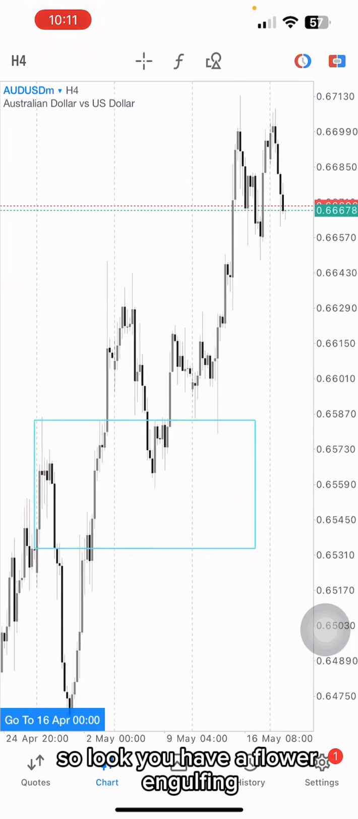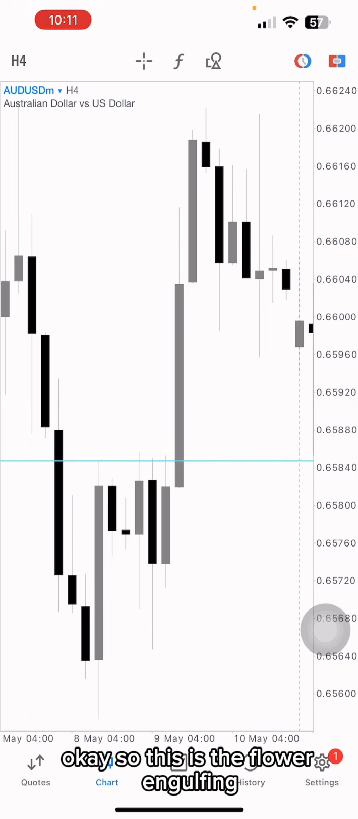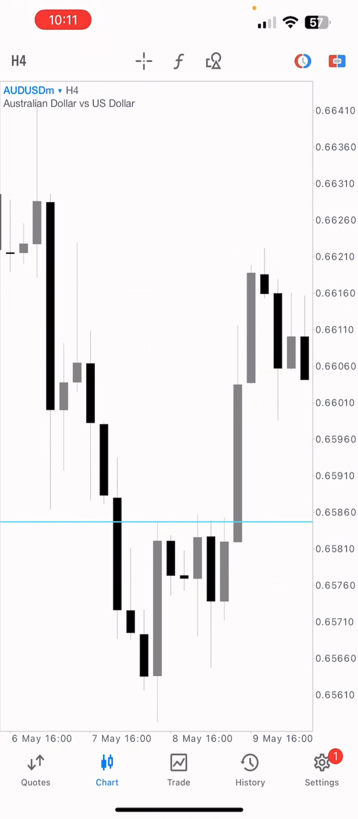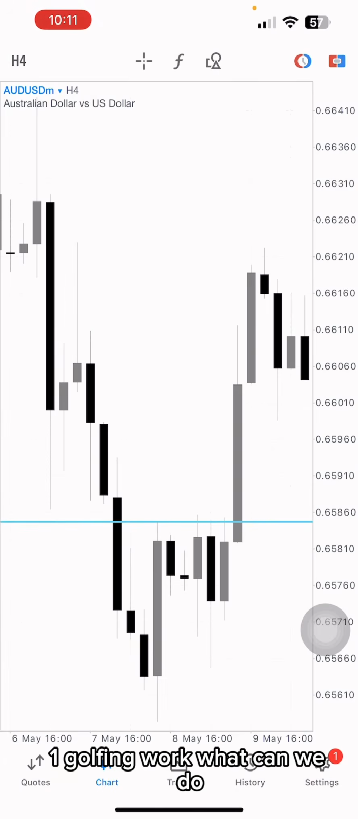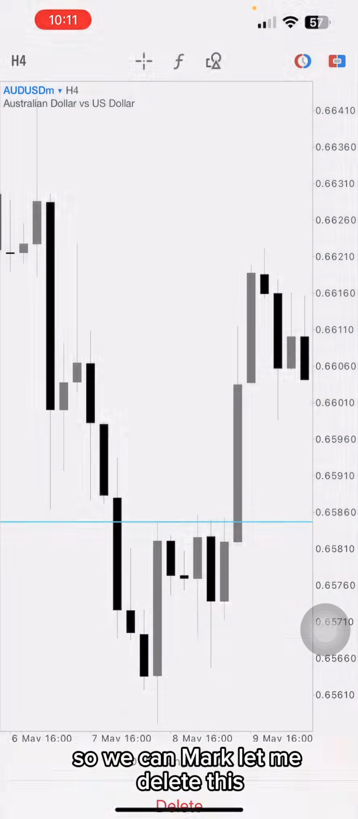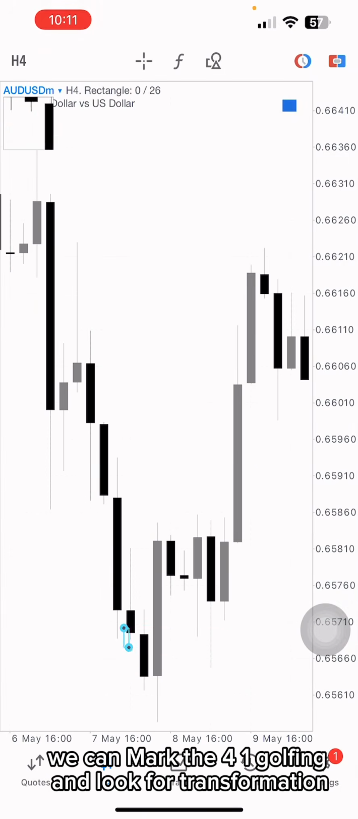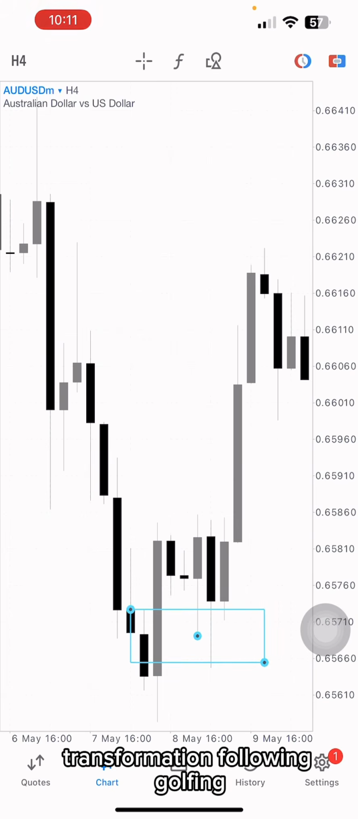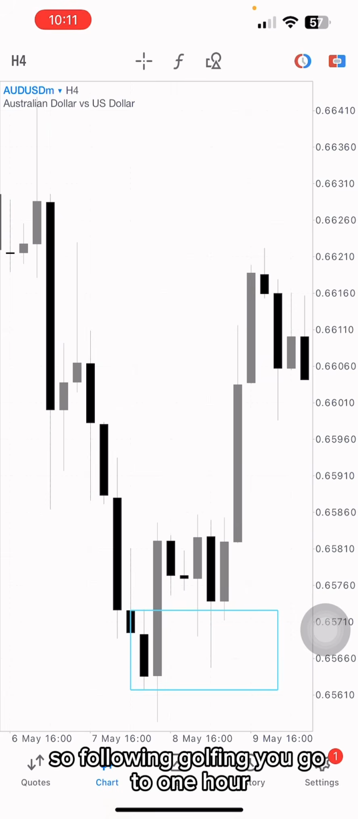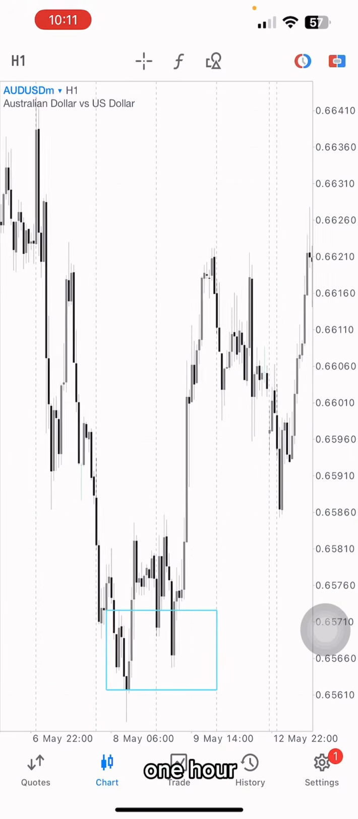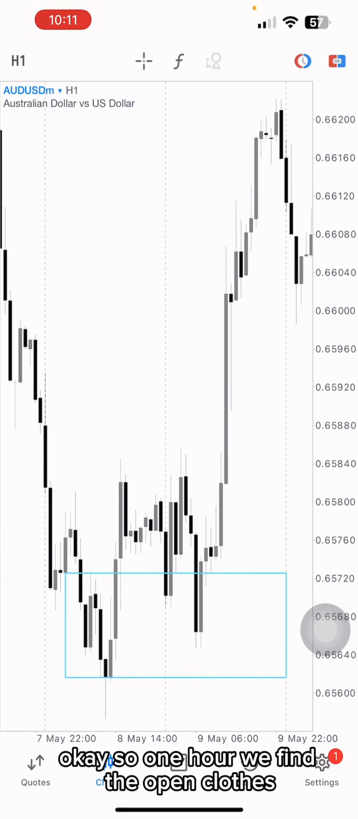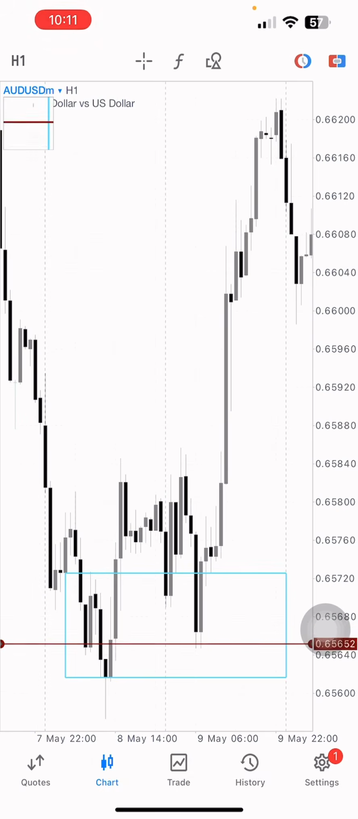creates an engulfing on a 4-hour. Look, we have a 4-hour engulfing. This is the 4-hour engulfing, this one. Now that we have a 4-hour engulfing, what can we do? We can mark the 4-hour engulfing and look for transformation. With the 4-hour engulfing, you go to 1 hour. On 1 hour we find the open close.